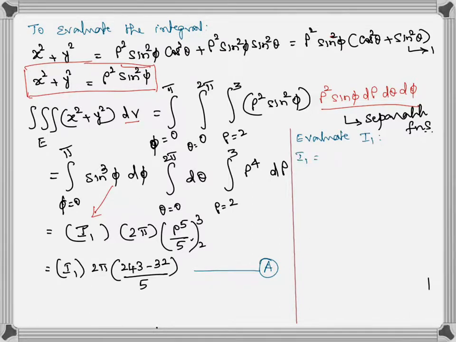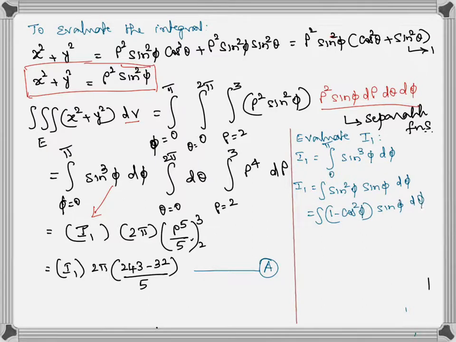I1 is the integral from 0 to pi of sine cubed phi d phi. Phi is the Greek letter here. So I1 is the integral of sine squared phi sine phi d phi. There are several ways of integrating this. We will write sine cubed as sine squared times sine. Then sine squared phi, by the Pythagorean identity, can be written as 1 minus cosine squared phi, times sine phi d phi.